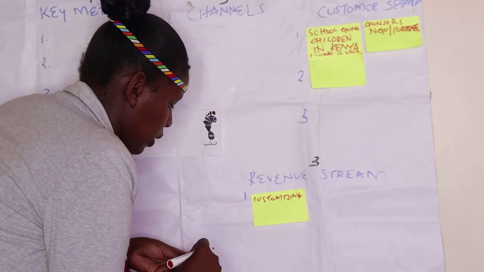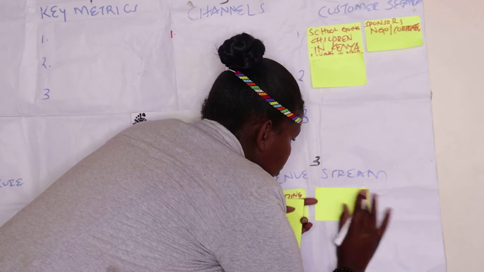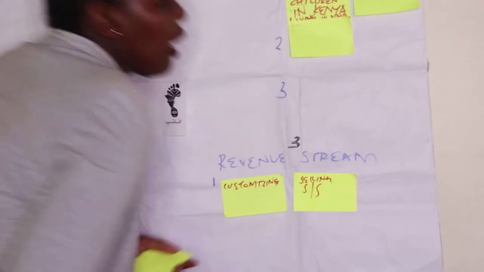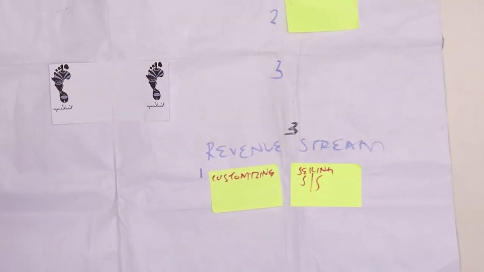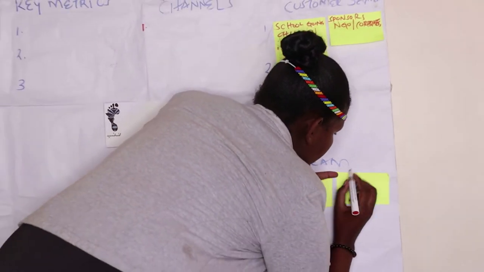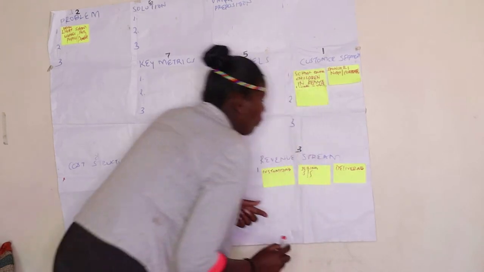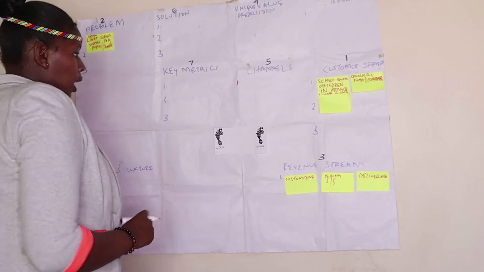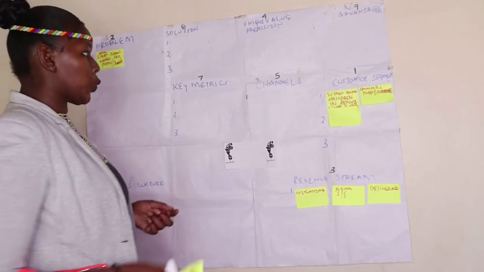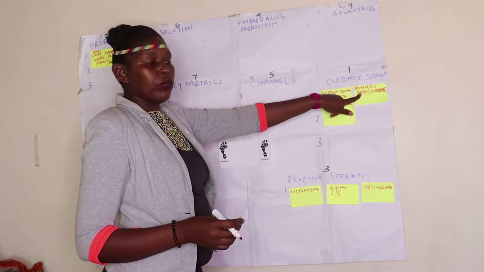Our other revenue stream in school shoes is selling school shoes. Our other revenue in the same could be delivering school shoes. We imagine maybe you can decide to deliver what? School shoes. Another revenue stream is getting grants to give free school shoes to what? To the underprivileged children.